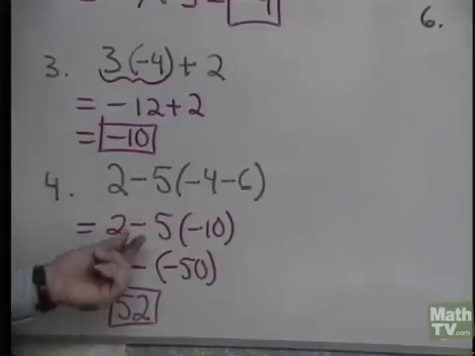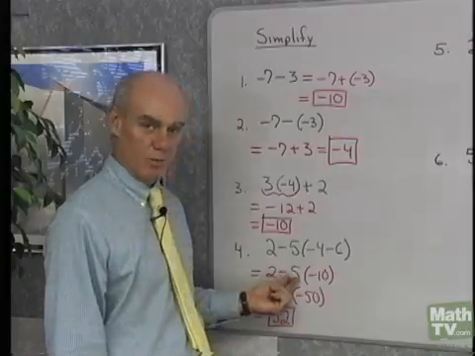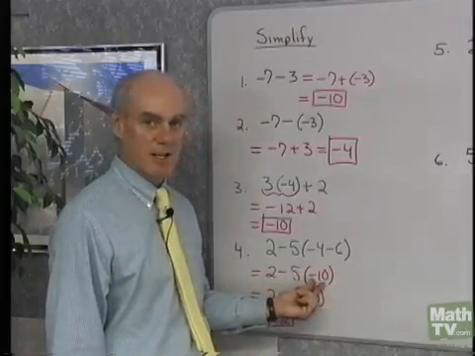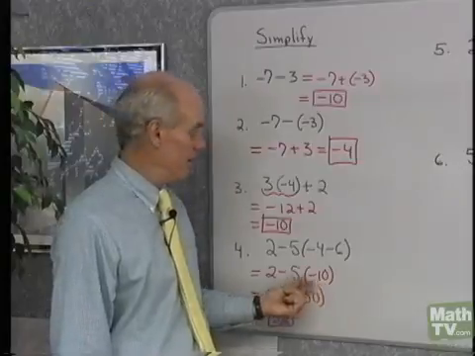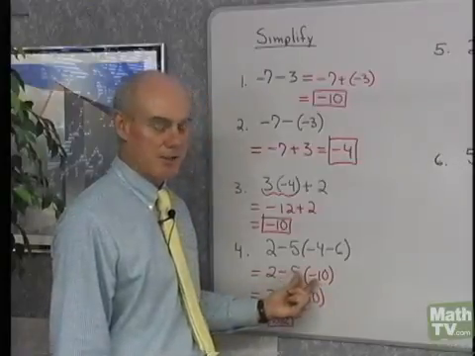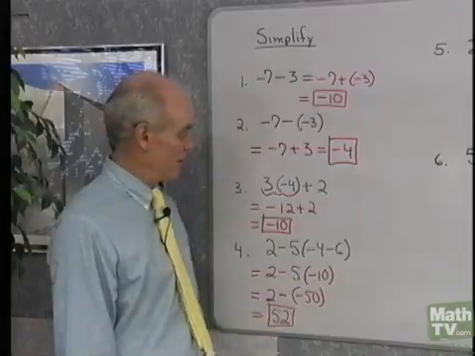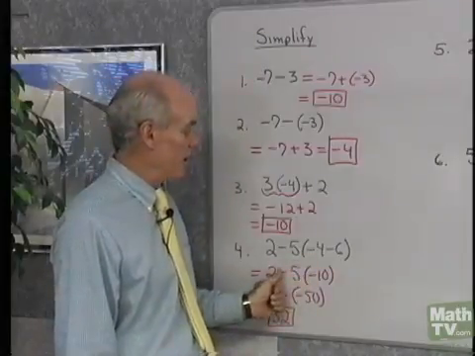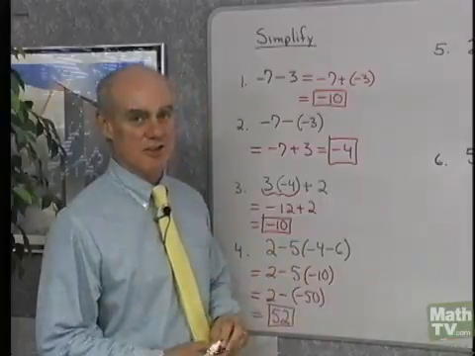Now, if I had taken the negative sign or the subtraction sign with the 5 when I multiplied, it would be negative 5 times negative 10. That would give me positive 50. So I would have 2 plus a positive 50. I'd still get 52. So you can take the negative sign or the subtraction sign with the 5 when you multiply, because subtraction is addition of the opposite.